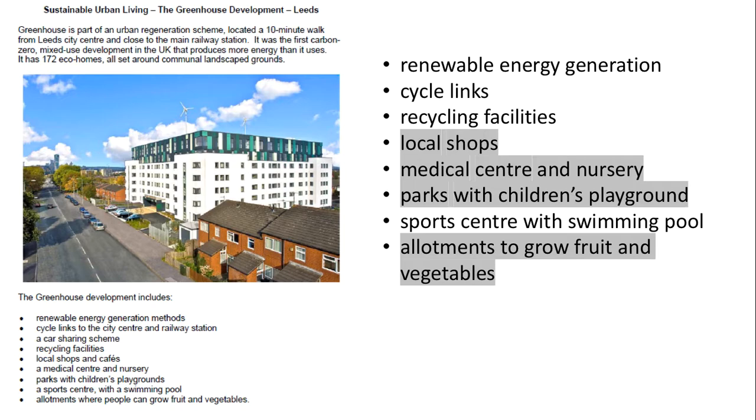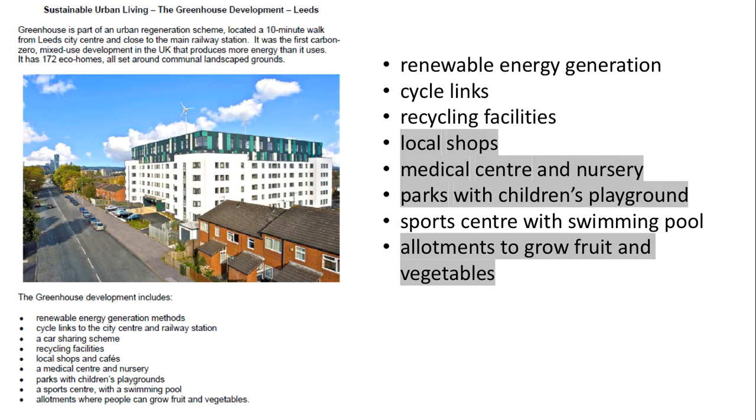I've greyed out the ones that we haven't really studied. So we're now just focusing on a few key ones. Renewable energy generation, cycle links, recycling and the sports centre. Right. We know that we've got to write 2 contrasting paragraphs. So one paragraph is going to argue that the greenhouse development is sustainable. The other paragraph is going to argue that, to a minor extent, it's not sustainable.